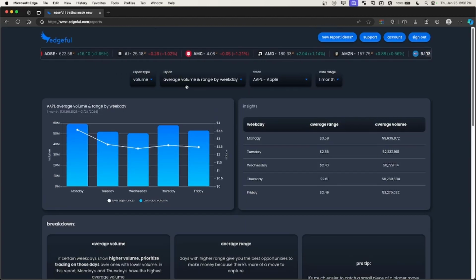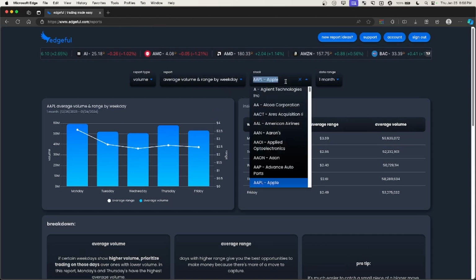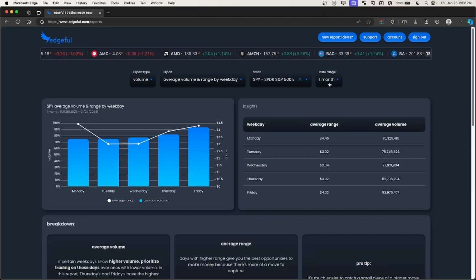So right here we have volume, average volume by weekday. This is probably the easiest thing to use. Right now we have Apple. We'll change it to SPY. You can see in the past month, the most volume that we have is on a Friday. We have about 95 million shares bought and sold over volume, and we move about a price range of over $4. You can see as the week goes on in the past month, we get more volatility towards the end.